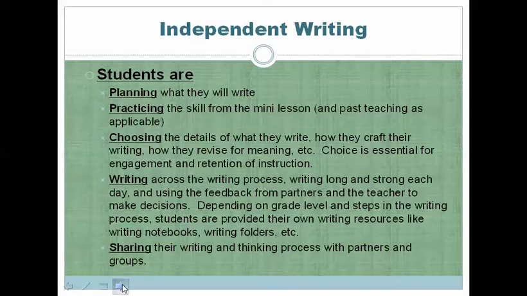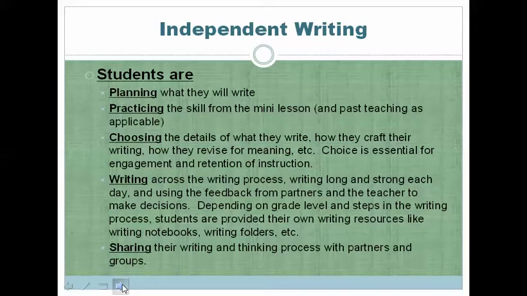So there's two different groups we think about during the independent writing time. We think about the students and we think about the adults in the room who are teaching into the writing work that students are doing once we send them off. Students are planning what they'll write. They're practicing the skill from the mini lesson and/or past teaching, as applicable, depending on where they might be in the writing process. They're choosing the details of what they write, how they craft the writing, and how they revise for meaning. And choice is an essential ingredient for retention and for students to be fully engaged in the process and the skills at work.